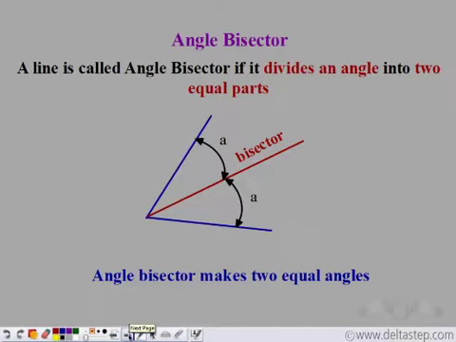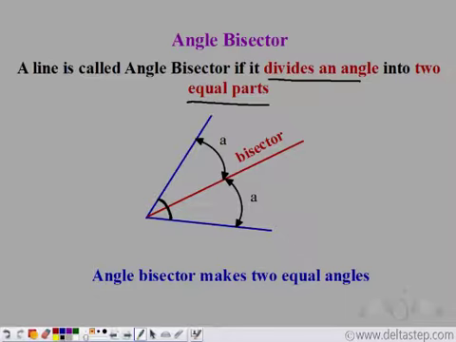Now let us come to angle bisector. A line is called an angle bisector if it divides an angle into two equal parts. So it could be a line segment, a ray, anything. But if it divides an angle into two equal parts, then it is called an angle bisector. So this line segment bisects this angle into two equal parts. Hence, this is an angle bisector.